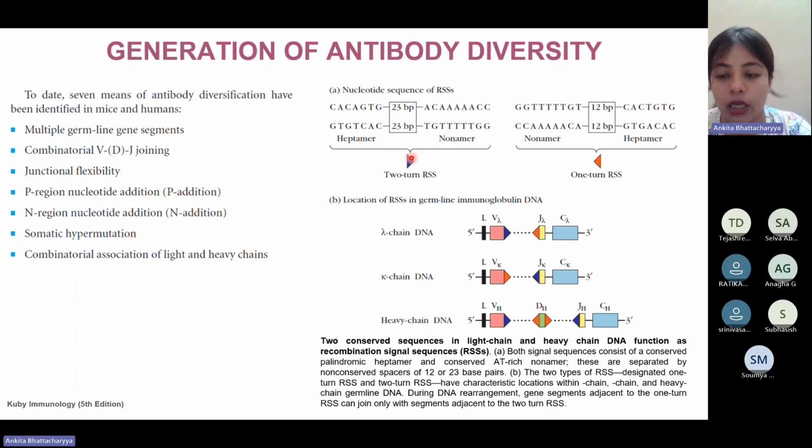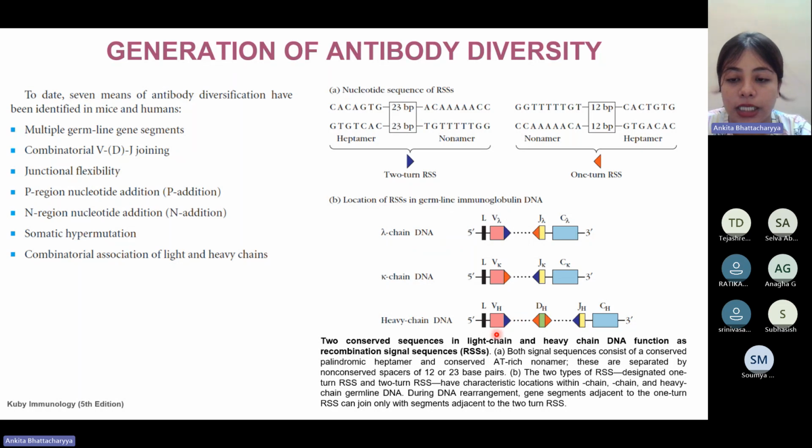In figure B, you see the two types of RSS designated as one turn and two turn have some specific locations within the chains, within either the lambda chain or the kappa chain or the heavy chain germline DNA. During the DNA rearrangement, gene segments that are adjacent to the one-turn RSS can only join with segments adjacent to the two-turn RSS. So what you see here is for the lambda chain, after the variable segment, we have a two-turn RSS. And for the J segment, we have a one-turn RSS, and only these two can join with each other.